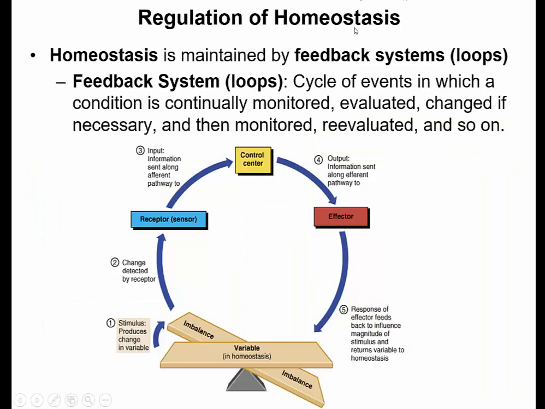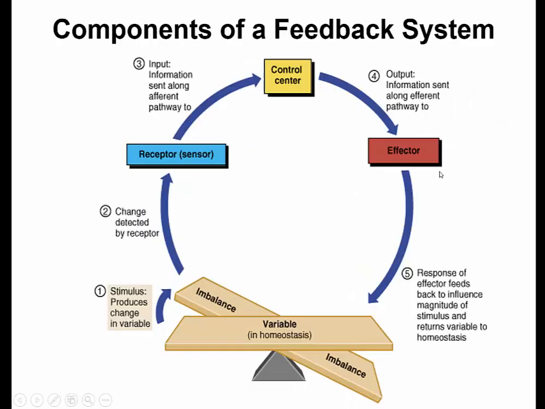Now, regulation of homeostasis is maintained by feedback systems. We'd already talked about how you have a control center, you have a receptor and effector. Well, this feedback system helps to cycle the events in which a condition is continually monitored, evaluated, and changed if necessary, and then monitored, reevaluated, and so on via this feedback system. So you have three components of a feedback system. You have a receptor, a control center, and an effector.